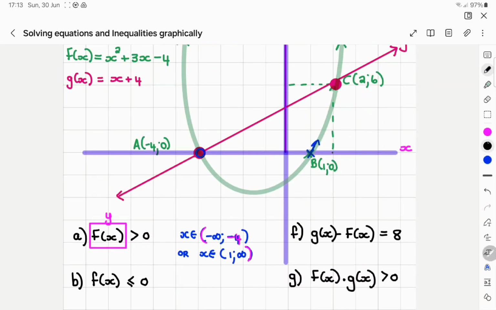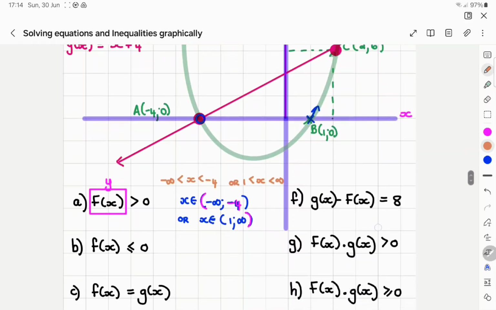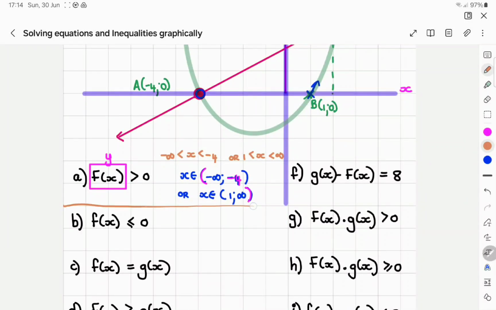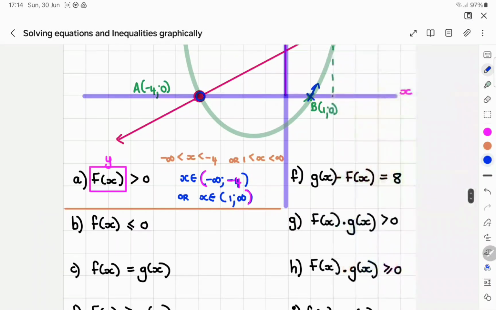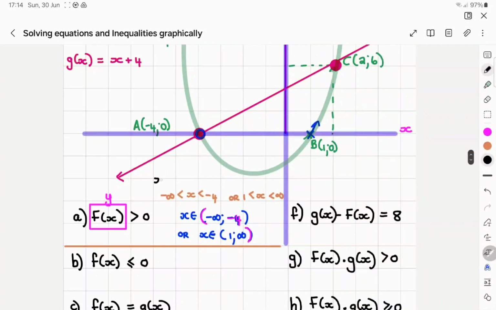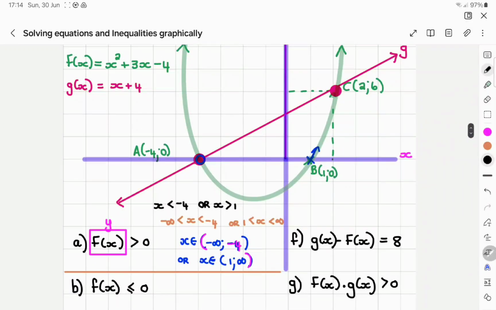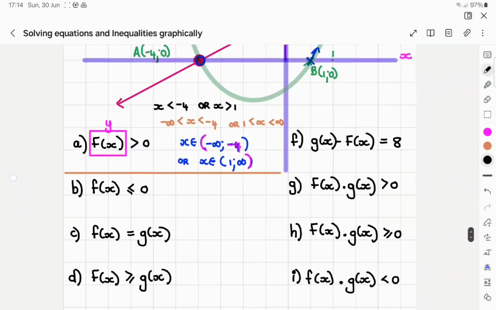Another way you could have written it, because I know that we are taught all differently, is you could have said that x is wedged between negative infinity and negative 4, or x is wedged between 1 all the way to infinity, not including. Okay, so I'm just going to try and write all the types of answers that you can get as well. Another way you could have written it is where you just say that x has to be smaller than negative 4, or x must be bigger than 1. That is another way you could have written it. Okay, so whatever is easiest for you, you choose your answer.